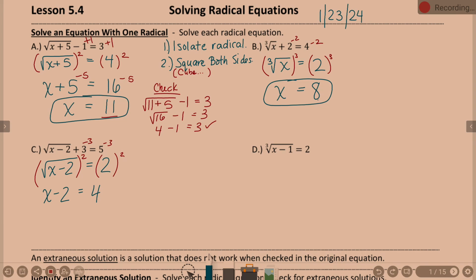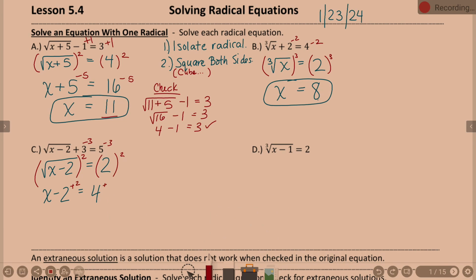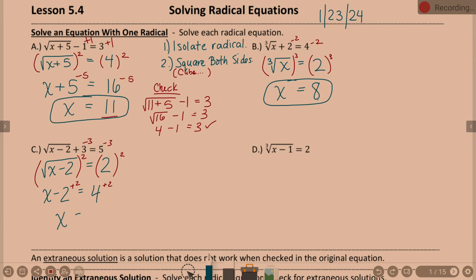If it's x minus 2, we're going to add 2. And x is 4 plus 2, which is 6. Does 6 work? Is 6 good? 6 minus 2 is 4. Square root of 4 is 2. 2 plus 3 is 5. That's my mental check. I'm just plugging it back in and doing the math.